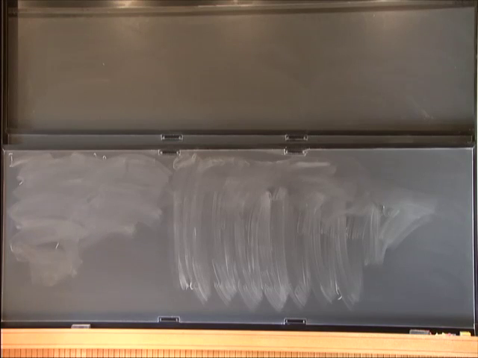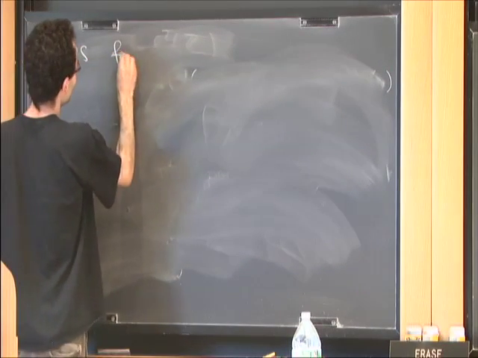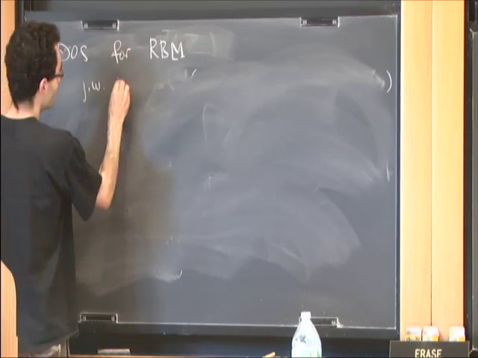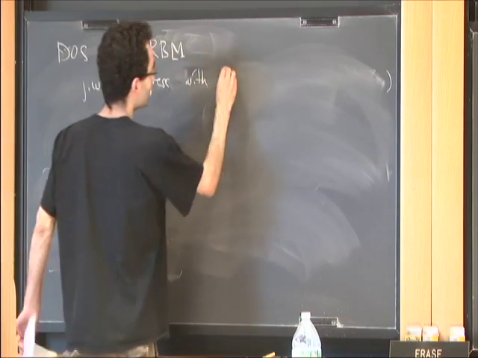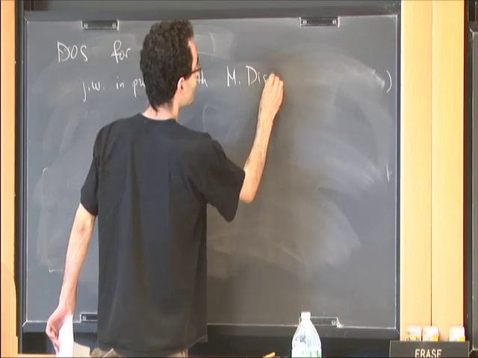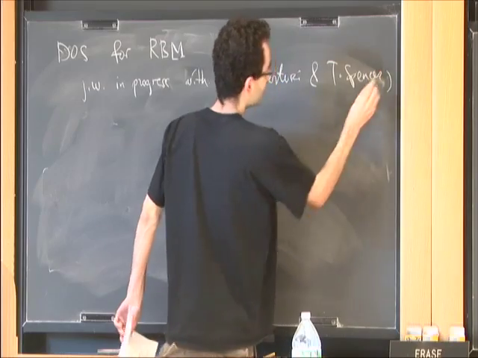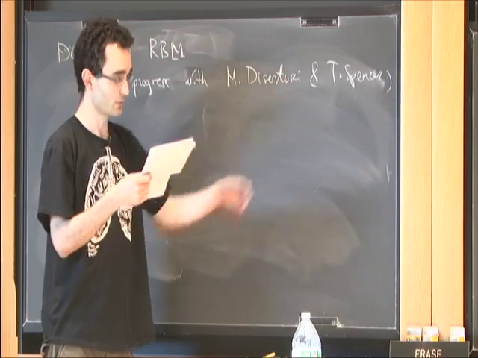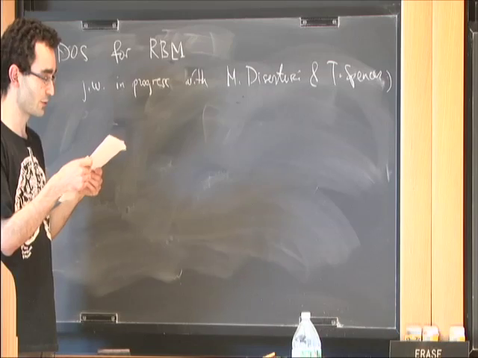I will tell you about the density of states for random band matrices, and this is joint work in progress with Margherita Di Sartori and Tom Spencer. And in a sense, it's a continuation of much older work by Di Sartori, Pinson, and Spencer. So let me start by defining this object, the random band matrices.